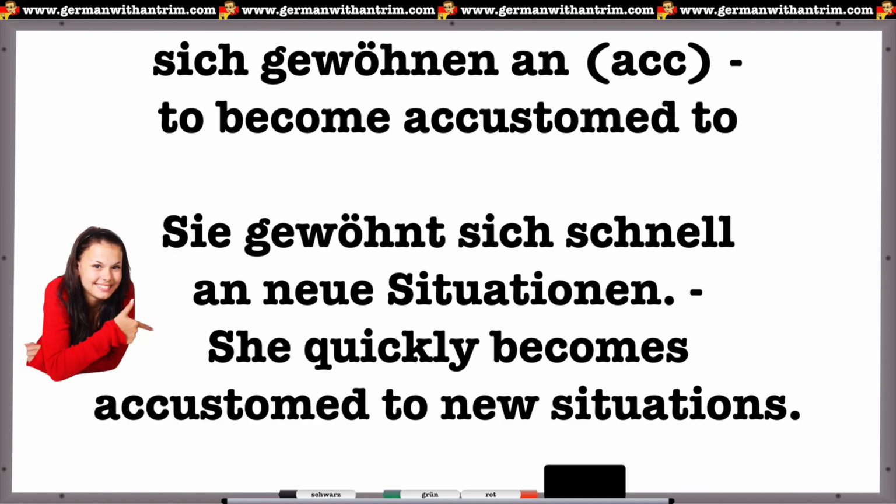Sich gewöhnen an, accusative, to become accustomed to. Sie gewöhnt sich schnell an neue Situationen. She quickly becomes accustomed to new situations. This one's a bit of a stretch of the logic that I've been using so far, but it's generally the same idea. You're changing the state of being. You used to not be accustomed to this situation, but now you are. This isn't a change in location, but rather a change in state.